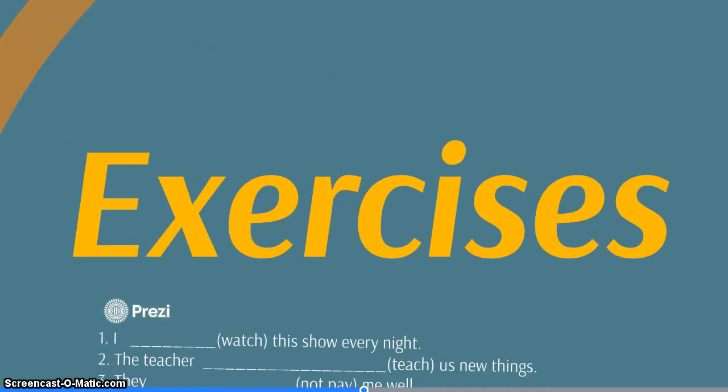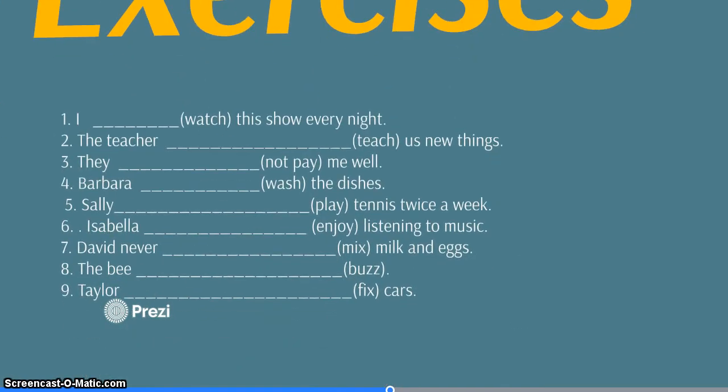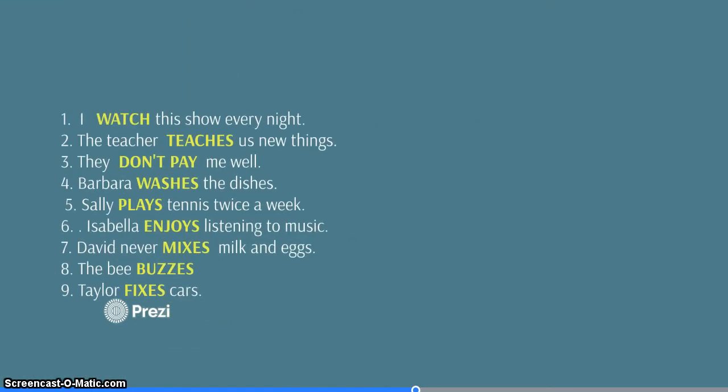Okay, do you want to practice? Just to remember? Okay, here's a tiny exercise. Stop the video now. Complete the sentences with the verb in brackets in the present simple form. And then you can play the video again to check your answers. Are you ready? Stop the video now. Okay, so you have the exercise already? Here we go. These are the answers. You can pause and check.